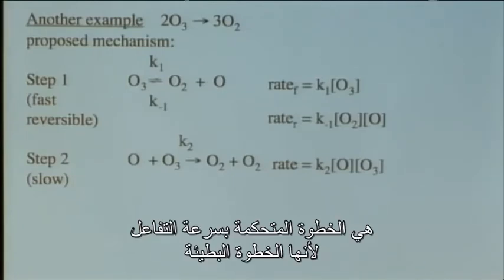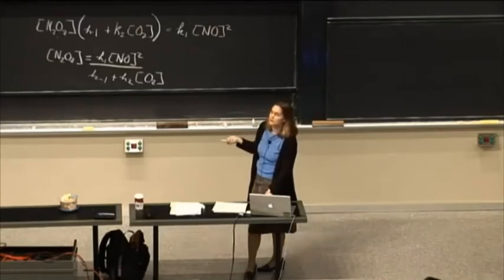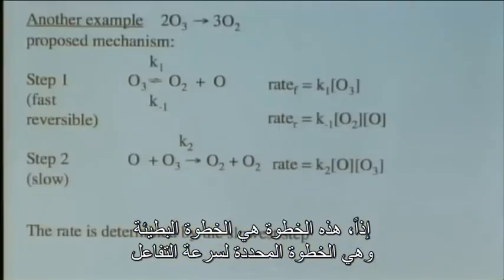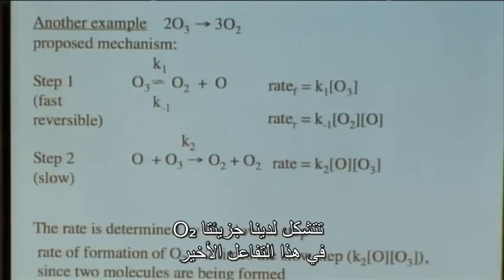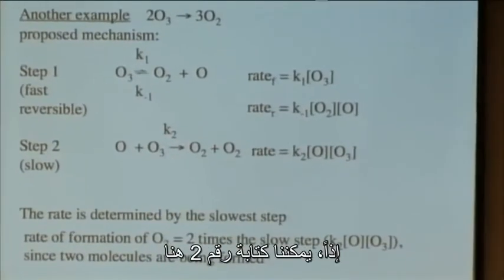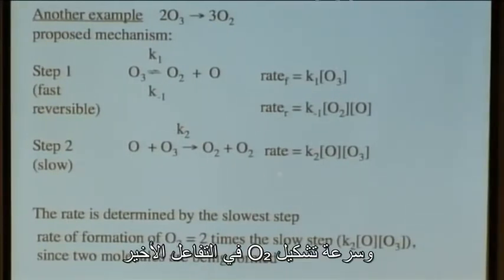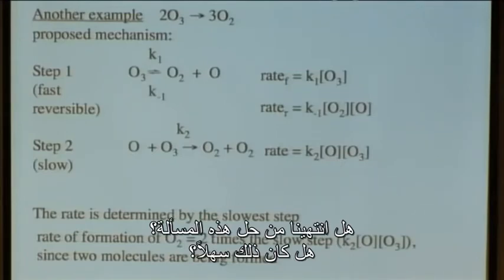All right, so now we know that this second step is going to be controlling the rate. It's a slow step, at least that's our prediction that we're going to write a rate expression based on. And so that's going to be our slow step, our rate determining step. And again, we're forming 2 molecules of O2 in this step. So we can have a 2 in there, and the rate of formation of O2 in this last step is 2 times K2 times our intermediate O times O3. Are we done? Was it that easy?